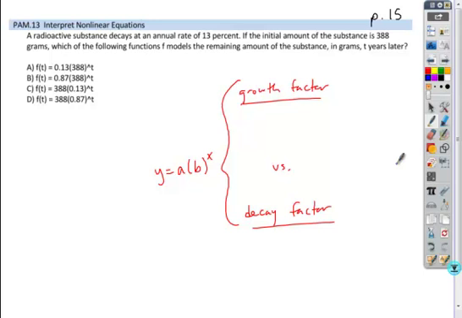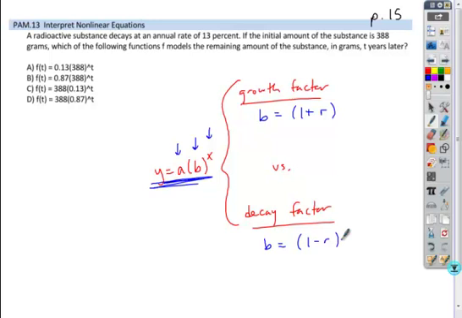Right, so one of the nonlinear equations that you have to be familiar with is exponential growth, or exponential functions. Exponential functions can be either growth or decay, but their basic form is this: some constant times some base to some power. The idea is, if b is equal to 1 plus some interest rate in decimal form, you have a growth factor here. If b represents 1 minus an interest rate in terms of decimals, you have a decay factor.